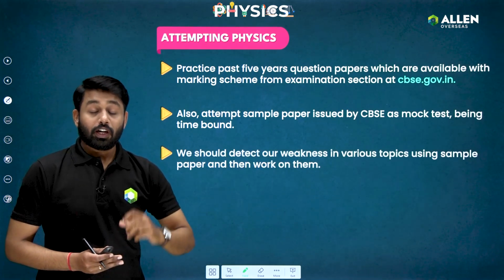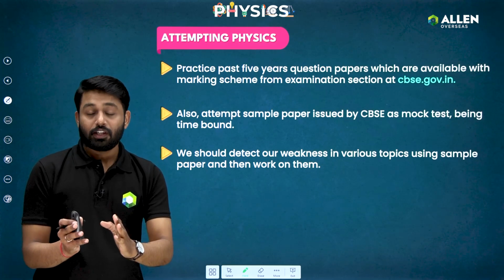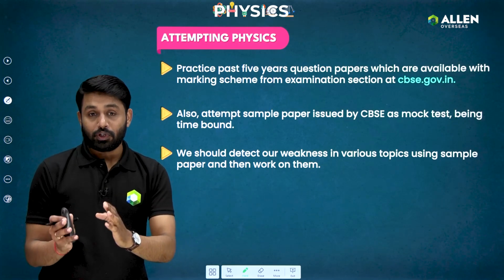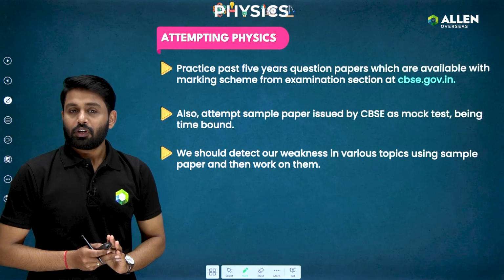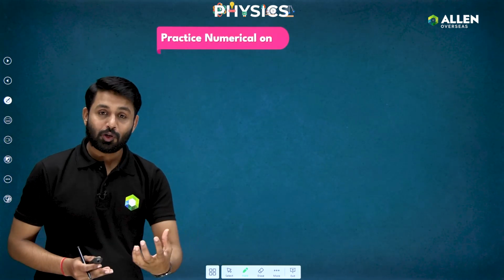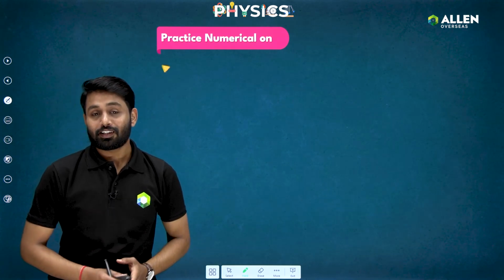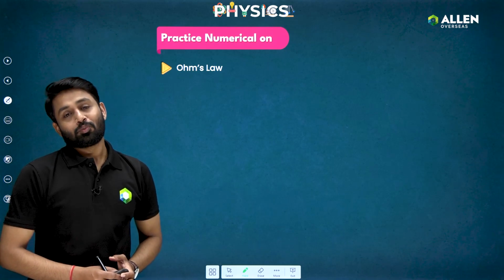After that, you have to detect all your weaknesses, all your weak points, right? And you should work on all these points. This is a very important part of your paper attempting, right? After that, I think you all have the question, sir, on which topics we should revise, on which topics we should practice numericals. So these are some topics. First is Ohm's law, right?